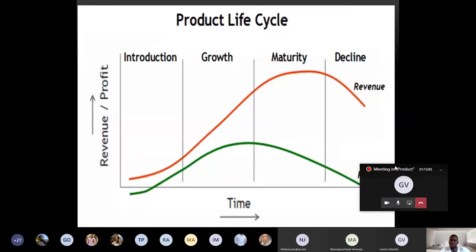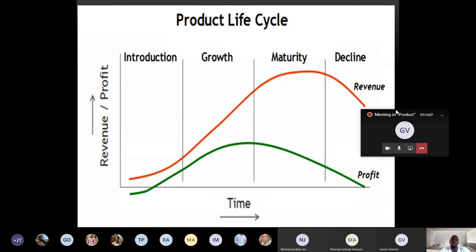You see that curve? Revenue stands for sales, because sales increase with revenue. So it's like sales revenue. Meaning, when sales are rising, profit is rising too. But when sales are declining, profit declines. So there is that positive relationship.